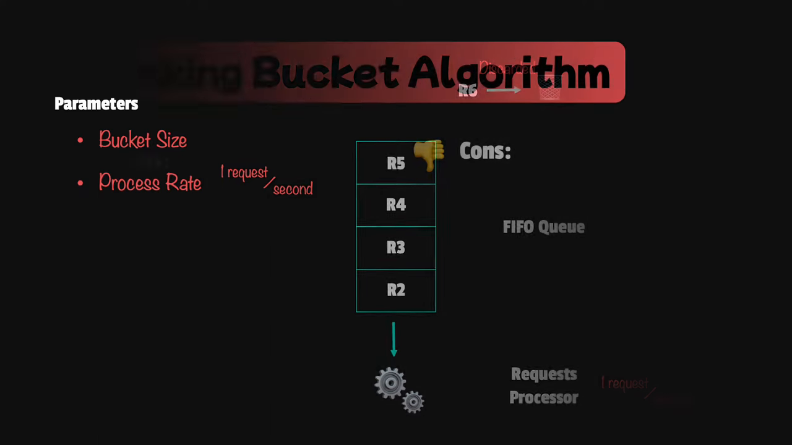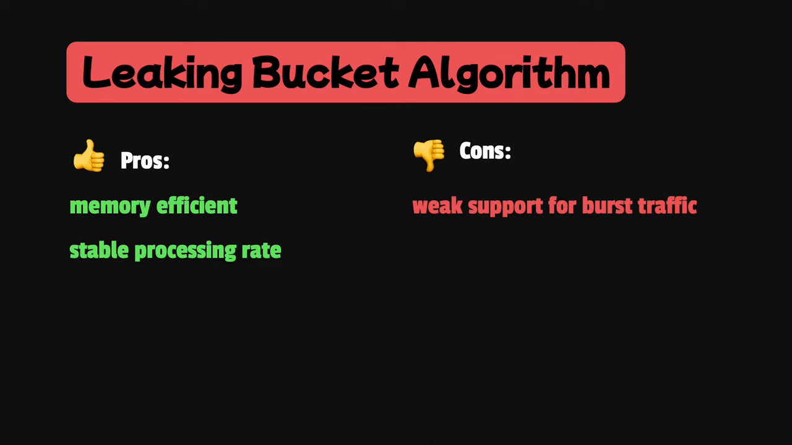Let's see what are the pros and cons of this algorithm. First, it's memory efficient given the limited queue size. Then, this algorithm is suitable for use cases when a stable processing rate is necessary. But if the queue is full with old requests that are not processed in time, then new requests will be rate limited. Also, the two parameters, process rate and bucket size, are not always easy to adjust properly.